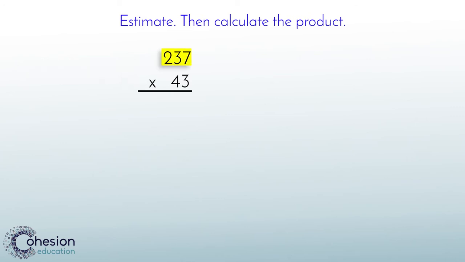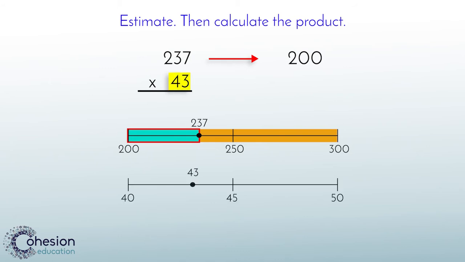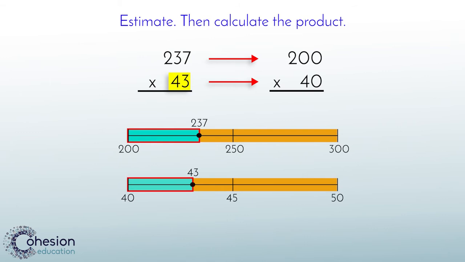Let's start with the first number, 237. We will need to round this number to the closest hundred. 237 falls between 200 and 300. If you visualize 237 on a number line, you can see that it is closer to 200. So we will change this to 200. Next, we will also need to round 43, but this time we will round to the nearest 10. 43 is between 40 and 50, and if you visualize it on a number line, you will see it is closer to 40 than 50.